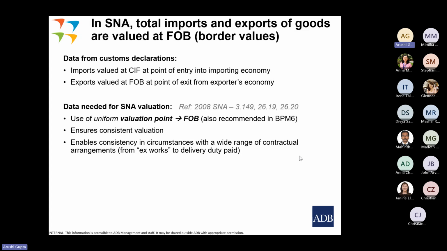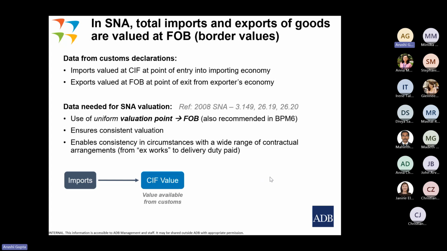Why FOB? This is because in international accounts, the valuation of exports and imports of goods is a special case where a uniform valuation point is used, namely the valuation at the customs frontier of the exporting economy, which is the FOB type valuation. So using FOB brings about consistent valuation between exporter and importer and also provides a consistent basis for measurement in cases where parties may actually have a wide range of different contractual arrangements, such as ex works, one in which the importer is responsible for arranging all transport and insurance, to arrangements like delivered duty paid, where the exporter is responsible for arranging all transport arrangements.